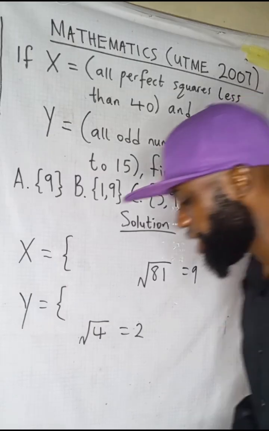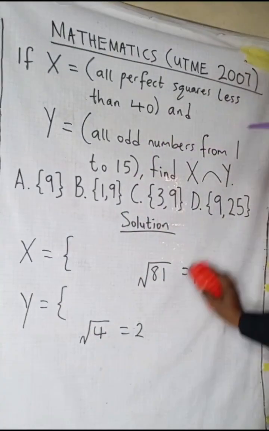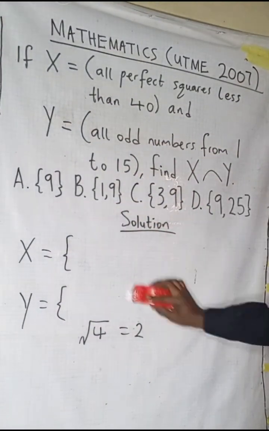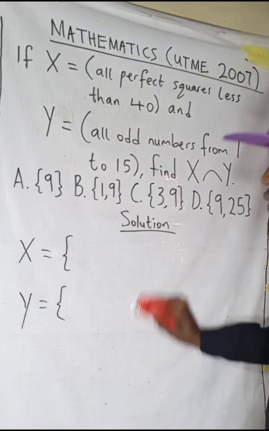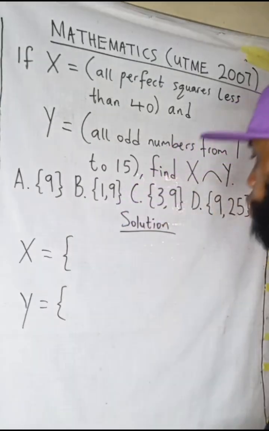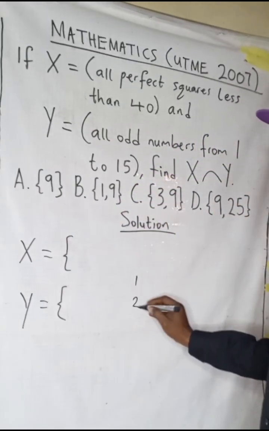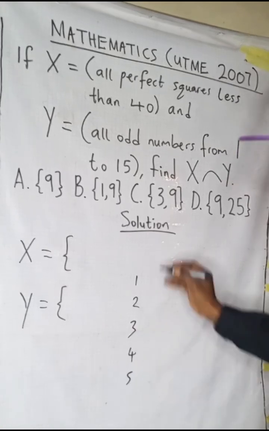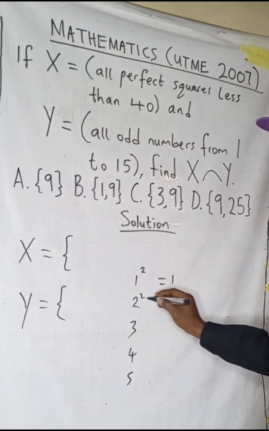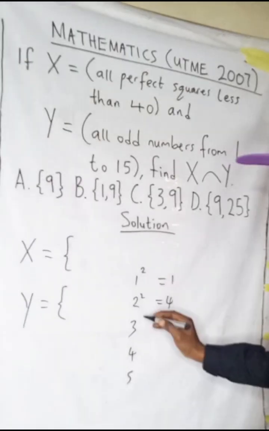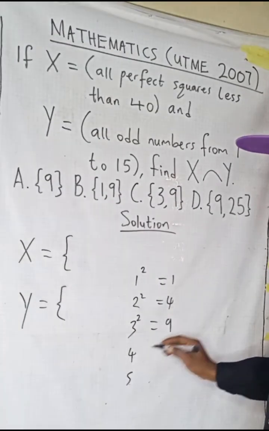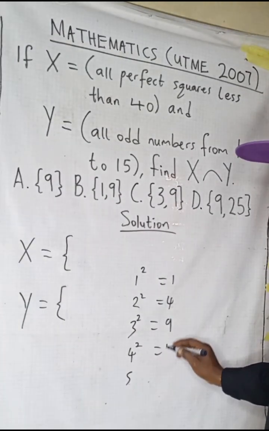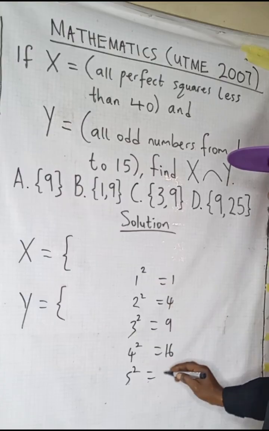So, how can we tell the perfect squares in this range less than 40? How can we find them? Let's do it this way. Write whole numbers 1, 2, 3, 4, 5, and square them. If you square 1, you have 1. If you square 2, you have 4. If you square 3, you have 9. If you square 4, you have 16. If you square 5, you have 25.